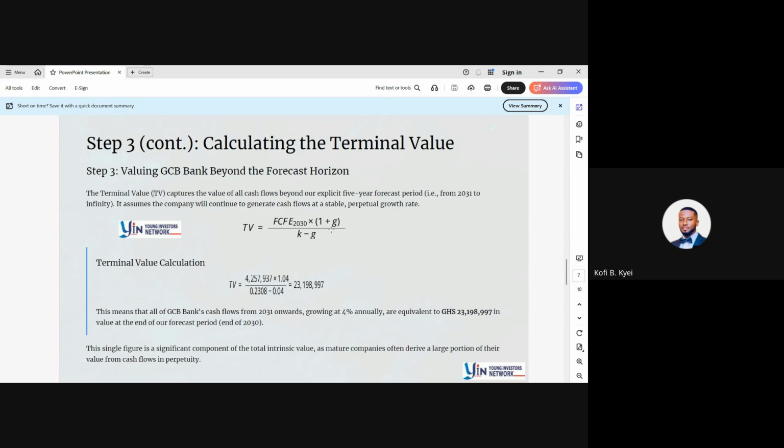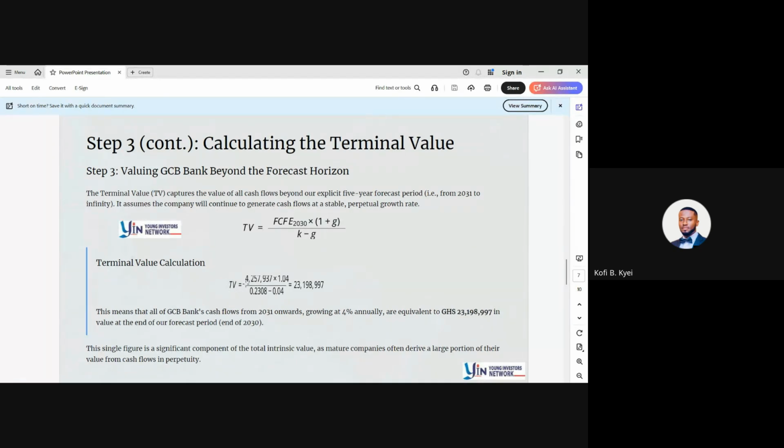Don't worry. As I said, the FCFE of 2030, you apply the terminal growth rate, that is 4%. You see the future growth, as you can see, FCFE. So it's going to be your future cash flow figure times the perpetual growth rate, 4%. All right. K is the cost of equity, then G again is the growth rate.